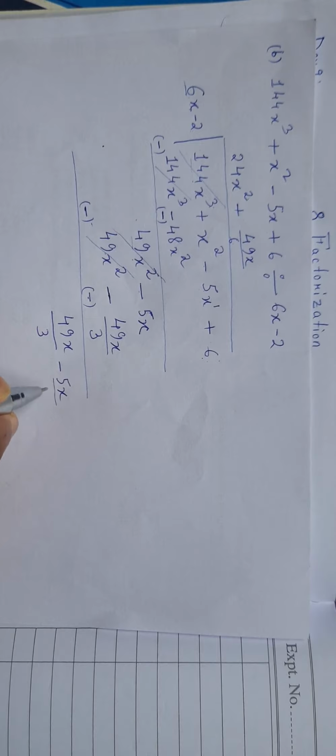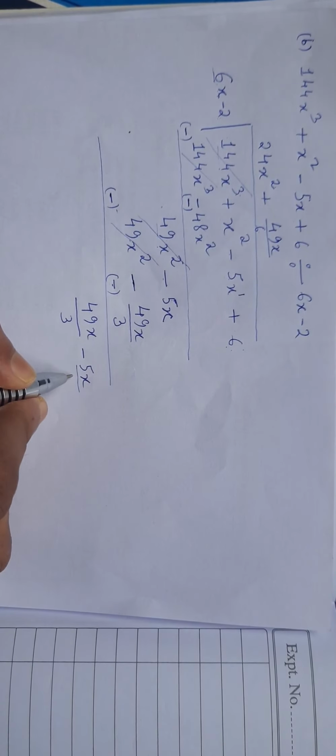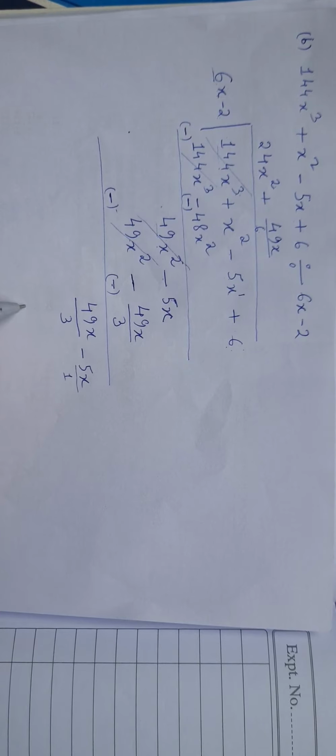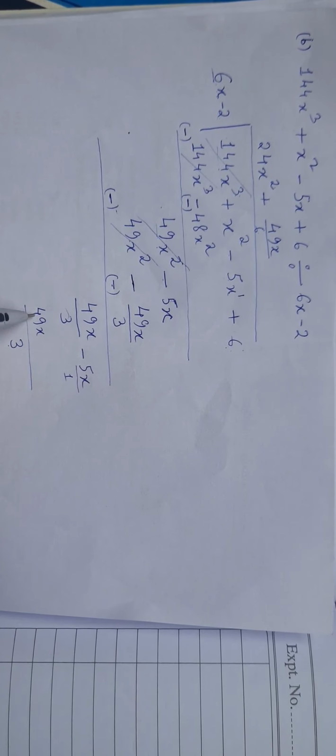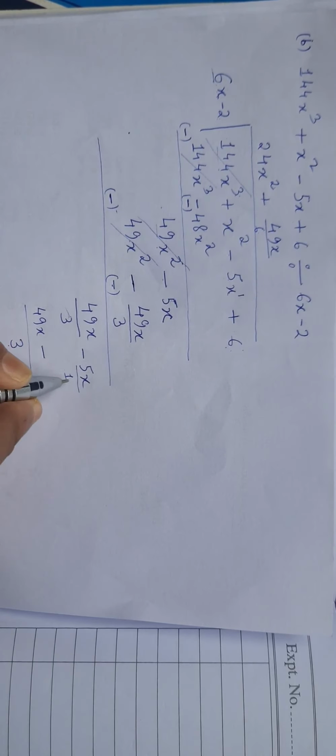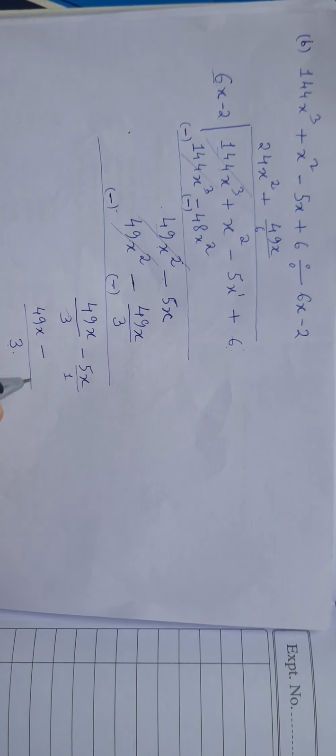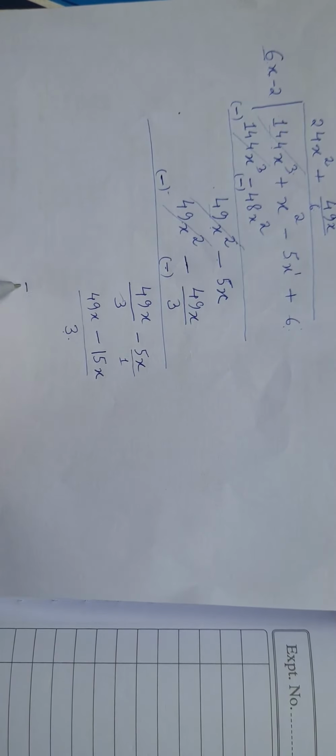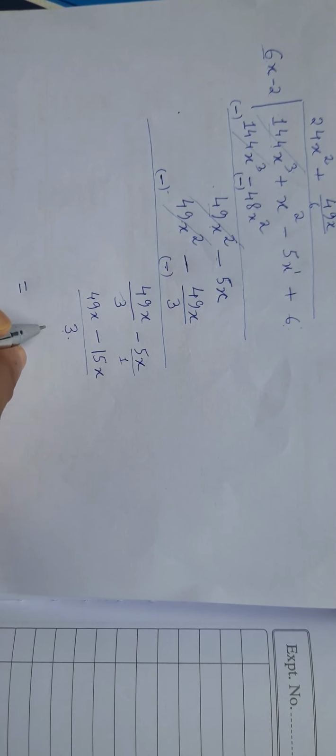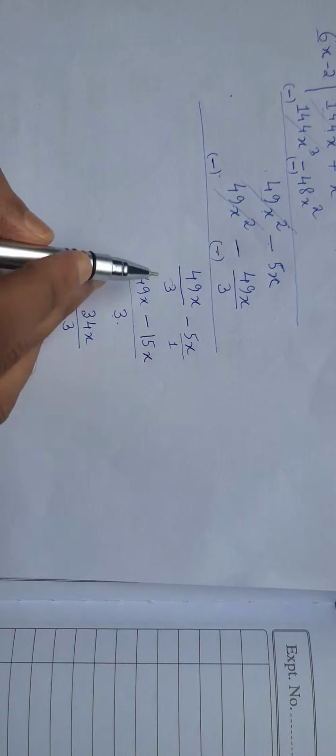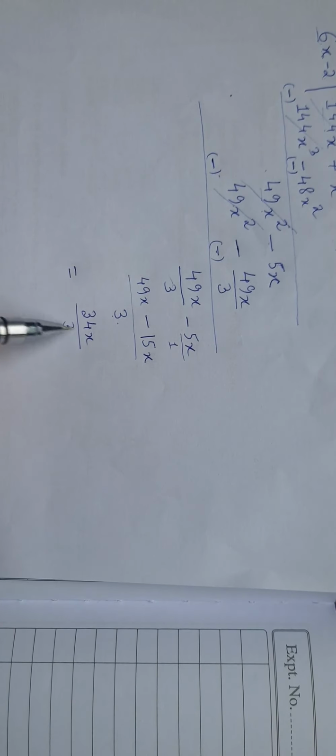When you subtract this, we find nothing is there. That means the denominator of 5x is 1. So if we take LCM, we find it is 3. So it is 49x, since 3 into 1 is 3. So 1 will be multiplied with 49, which is 49x. Minus 1 into 3 times is 3. So 3 into 5 is 15x. 49 minus 15 is 34x by 3. So actually this is our remainder for the second step. This is our remainder, 34x by 3.